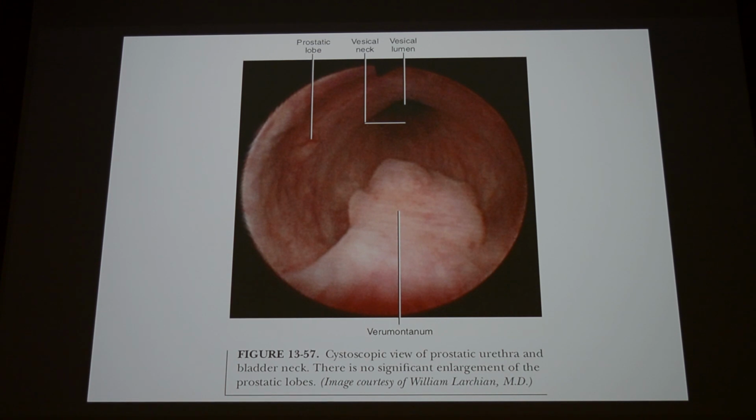Yeah, exactly. The verumontanum is a landmark, a reference point. So proximal to it, it will be fine. Proximal to it you can do, but distal to it, you are around 80% cutting it. I'm not saying 100%, 80% approx.